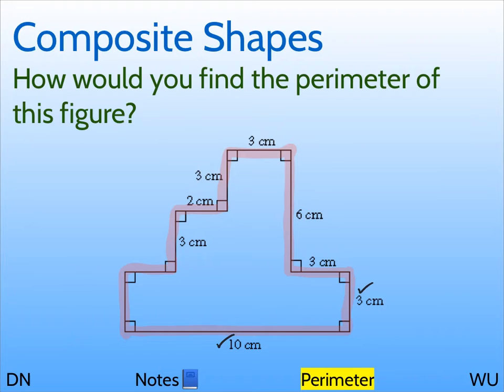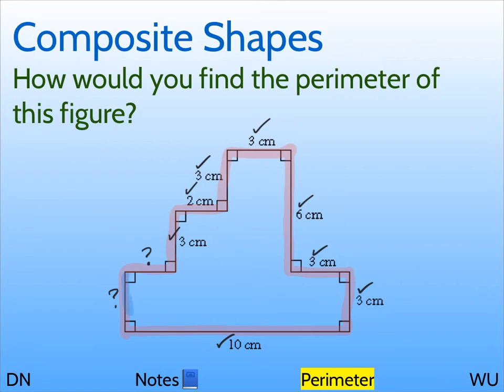We got 3, we got 3, we got 6, we got 3, we got 3, we got 2, we got 3. Oh no, we're missing a side here and we're missing a side here. So what we have to do is figure out what the distances of these are. Now one of them I think is really, really simple.